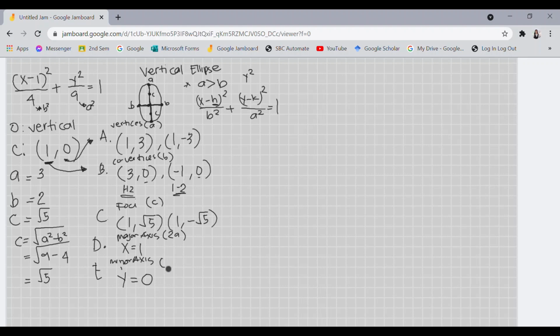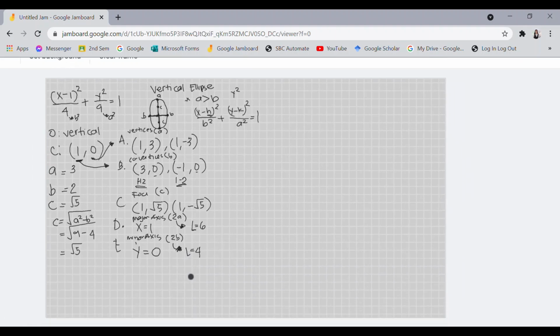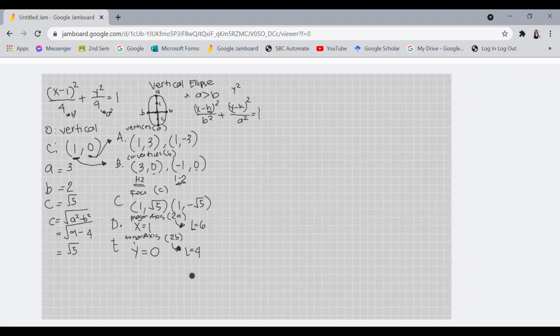This is 2b. So, kung halimbawa itatanong ang length, so the length of your major axis given with 2a, the length is equal to 6. Okay? L, that stands for length. Okay? And then, kung itatanong naman po ang length ng minor axis, that is in terms of 2b, so length is equal to 4. Okay? In the graph later, we'll count kung 4 nga sila or 6. So, ayan po yung ating computation with the parts of the vertical ellipse.